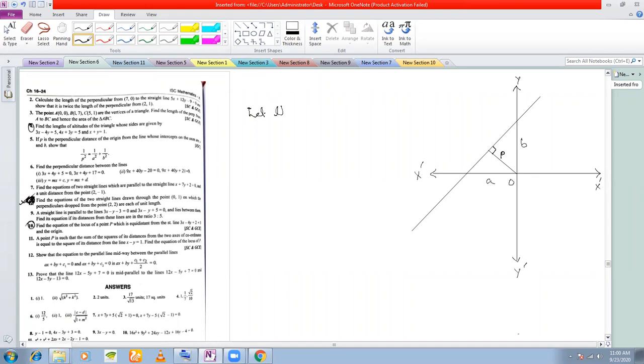Let the equation of the straight line be x by A plus y by B is equal to 1, because the intercepts are A and B. So the equation of the straight line is x by A plus y by B is equal to 1. Now the coordinates of the origin is 0, 0. So what is the distance P? P is nothing but the perpendicular distance of the point 0, 0 from the straight line x by A plus y by B is equal to 1.